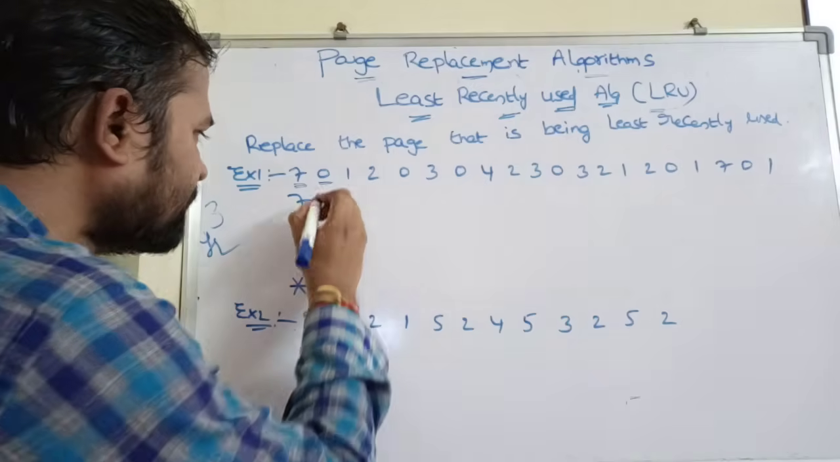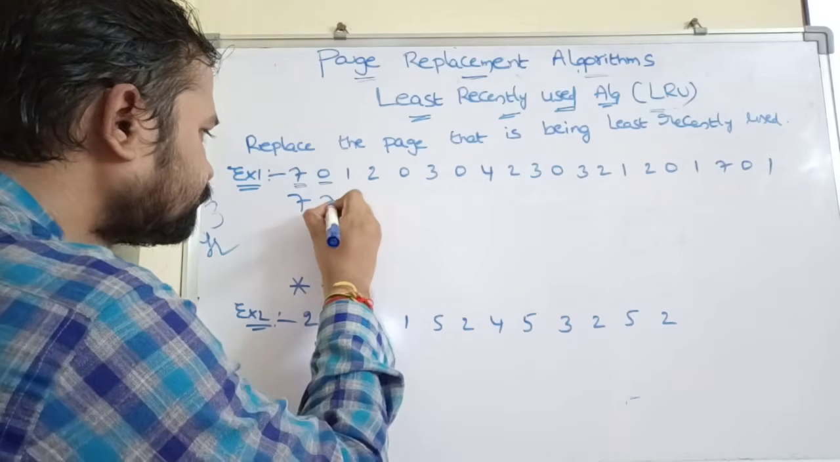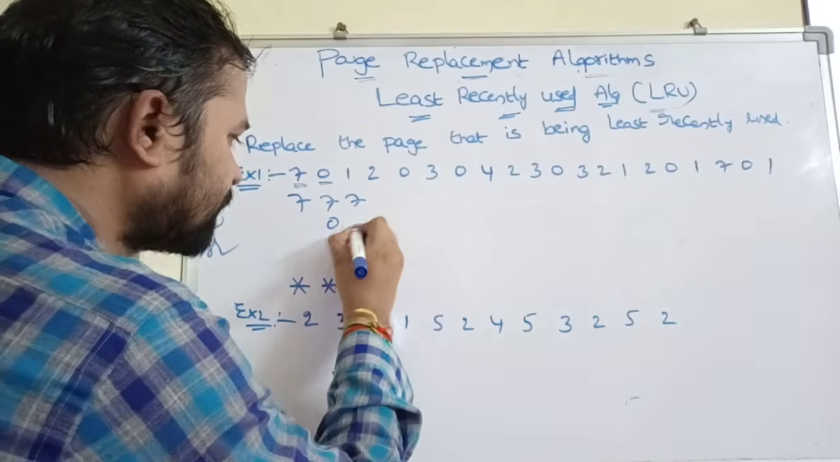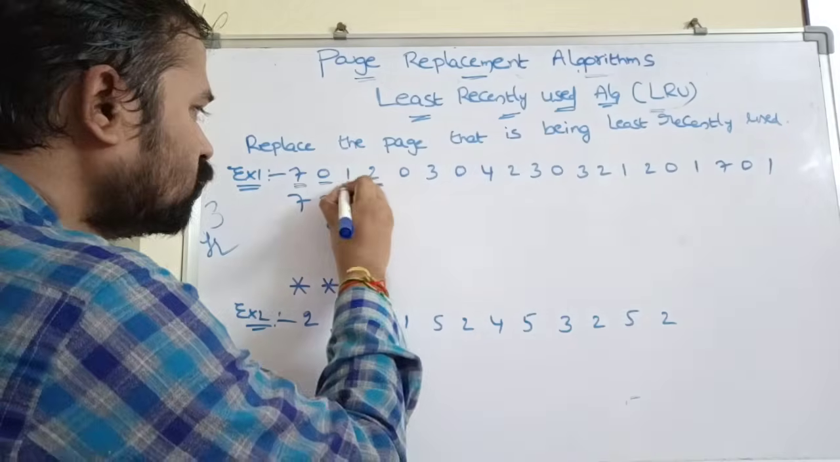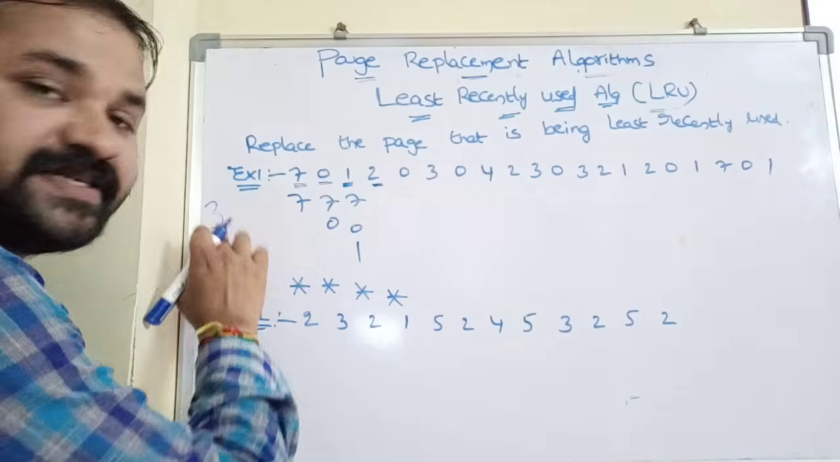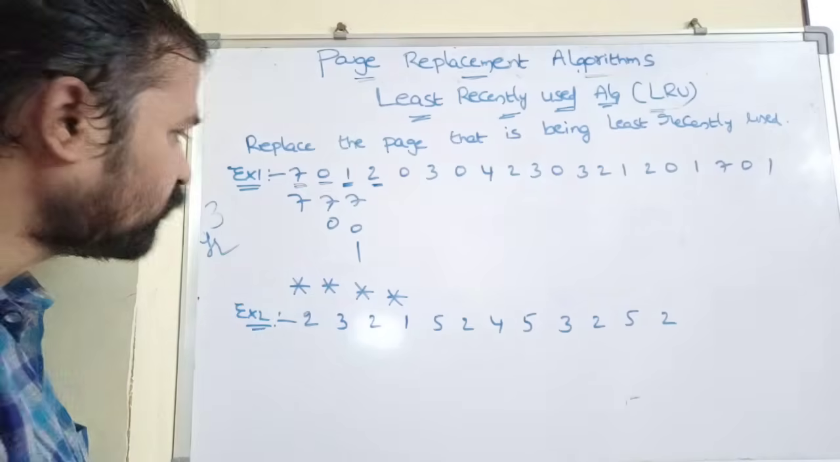Next 0. 0 is not present in the main memory. So page fault. Next 1. 1 is not present in the main memory. So page fault. Next 2. 2 is not present in the main memory. So page fault. But here the main memory is completely full. So which page we have to replace?